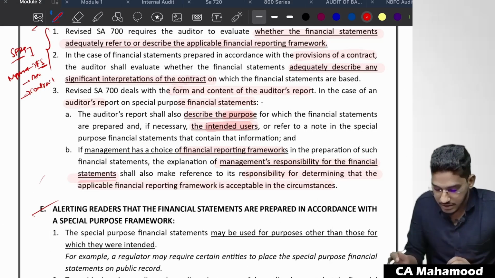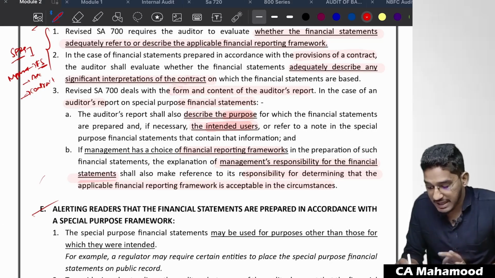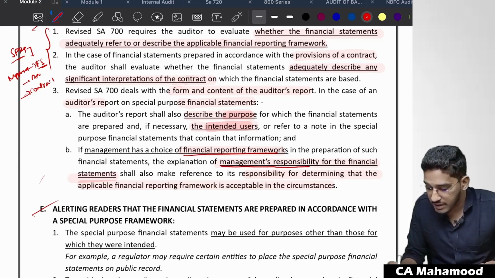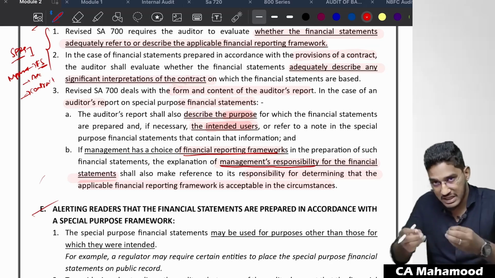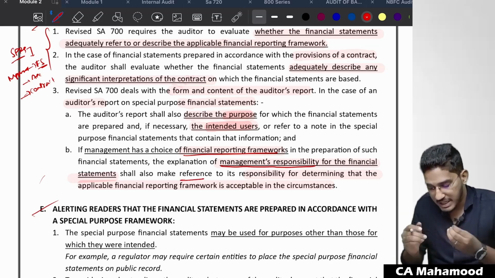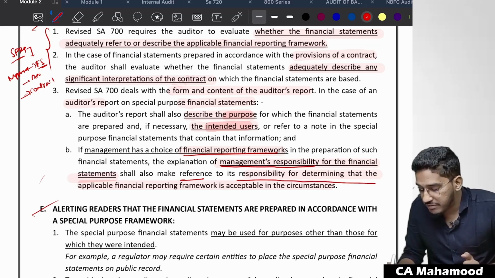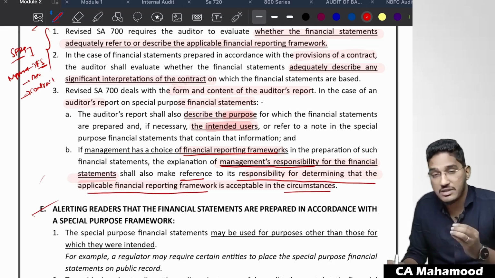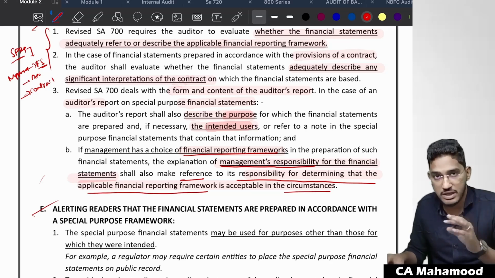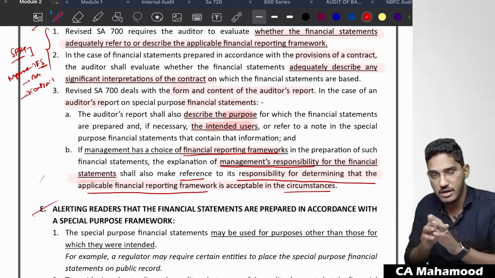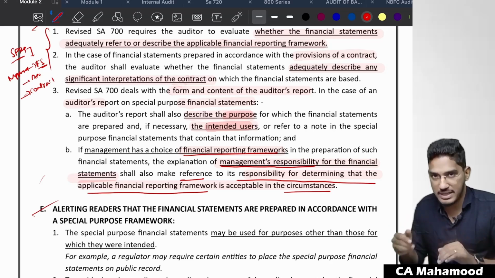So that's what they say here. If a management is having a choice of financial reporting framework in the preparation of such financial statements, the explanation of management responsibility for the financial statements, that means in the management responsibility paragraph, should also make a reference. As an auditor, you should make a reference that the responsibility for determining that the applicable financial reporting framework is acceptable in the circumstances is there on the management. The responsibility for choosing which option will be acceptable rests with the management. We are not having any such responsibility. You have to say that.